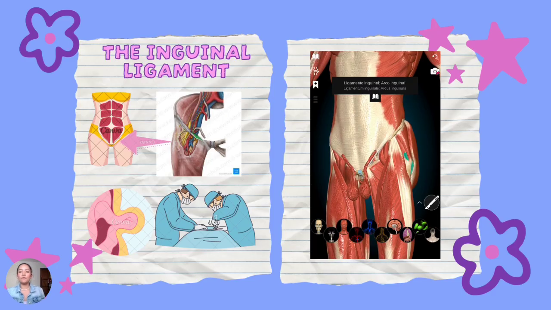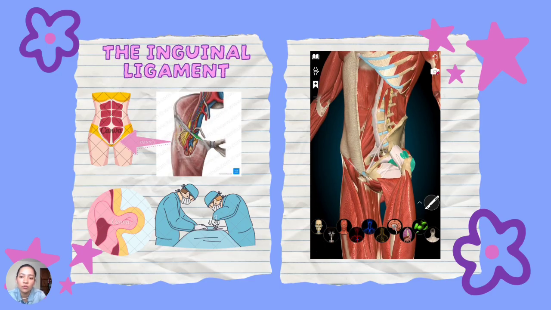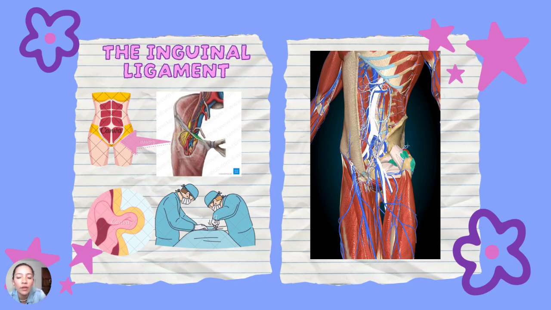It extends from the anterior superior iliac spine to the pubic tubercle, acting like a little bridge that supports our weight and our muscles in this part. This is the external oblique aponeurosis, the anterior superior iliac spine and the tubercle. Beneath this bridge lies a very important pathway through which essential structures travel, connecting the abdomen with the thigh.